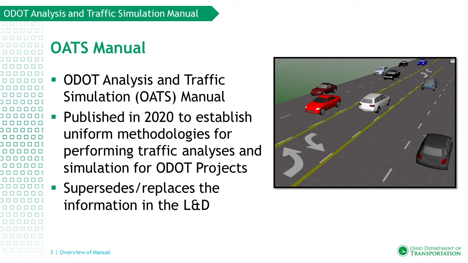If Firm A and Firm B were to complete an analysis for the same intersection, the results from both analyses should be very similar. Consistent and reliable results allow for a more accurate comparison between projects, which can help with decision-making regarding the needs for funding and improvements across the state. The information in this manual supersedes or replaces the information previously published in the ODOT Location and Design Manual.